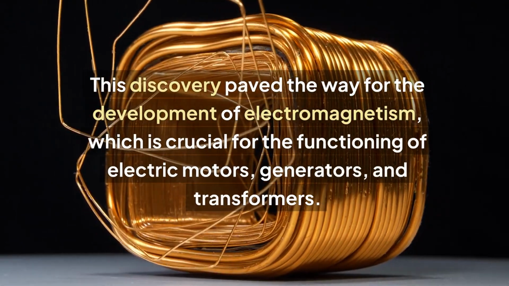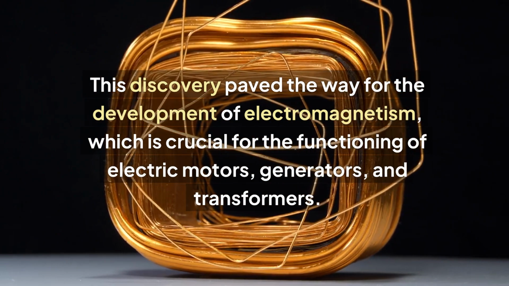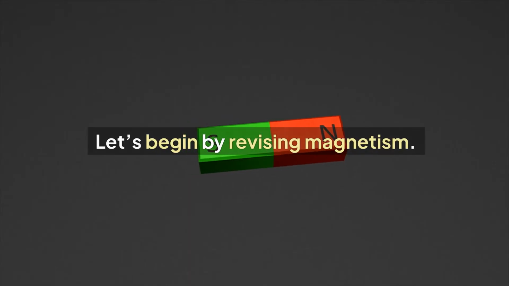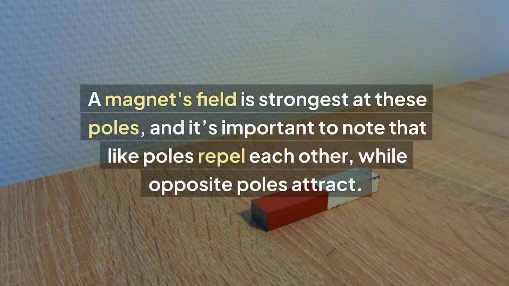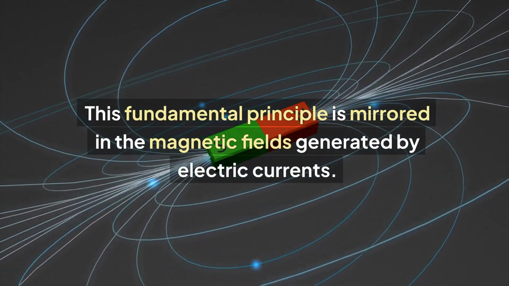This discovery paved the way for the development of electromagnetism, which is crucial for the functioning of electric motors, generators, and transformers. Let's begin by revising magnetism. A magnet's field is strongest at its poles, and it's important to note that like poles repel each other, while opposite poles attract. This fundamental principle is mirrored in the magnetic fields generated by electric currents.